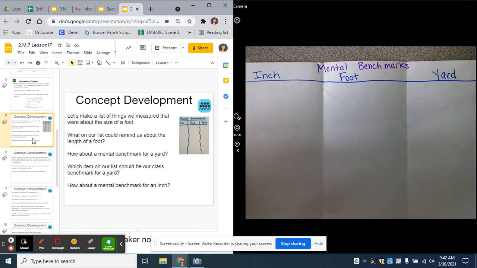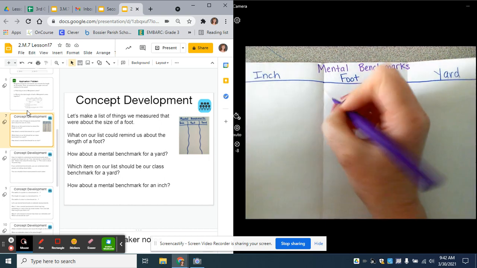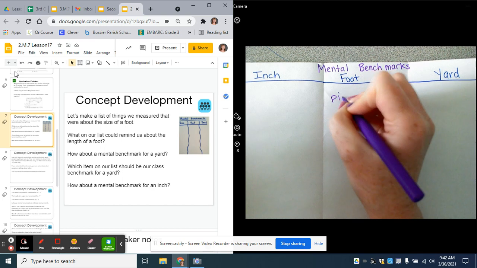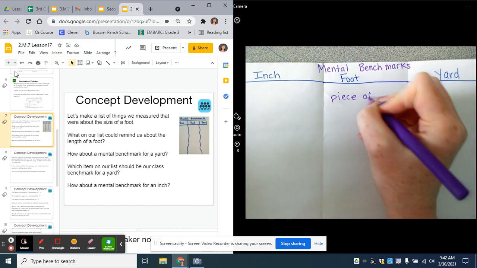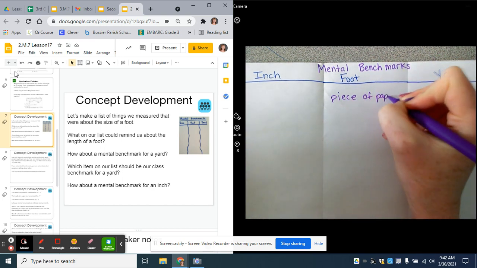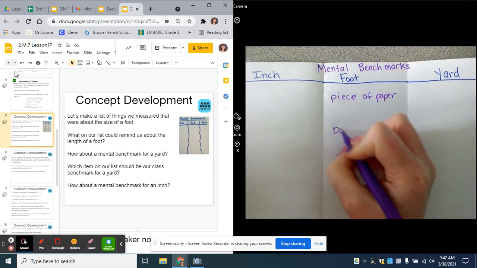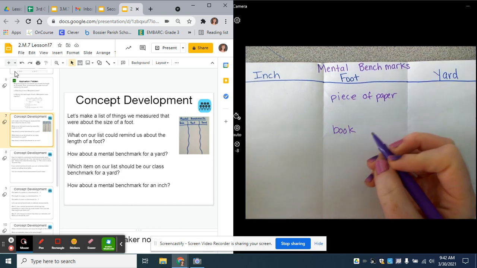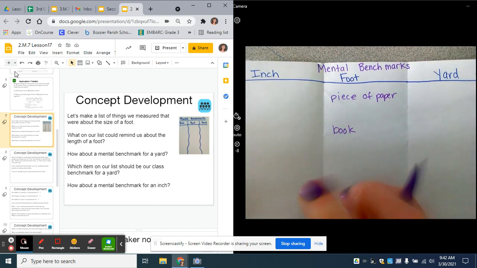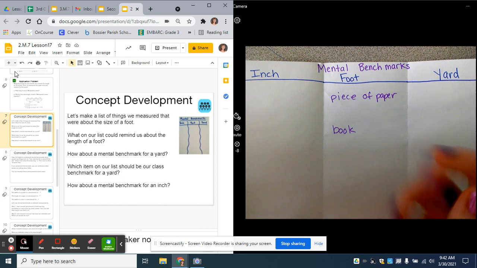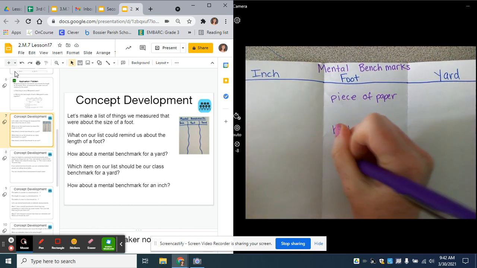Okay. How about a piece of paper? That's about the length of a ruler. What about a book? A book is about a foot. Of course, a small book would not equal a foot. Or how about a cereal box?